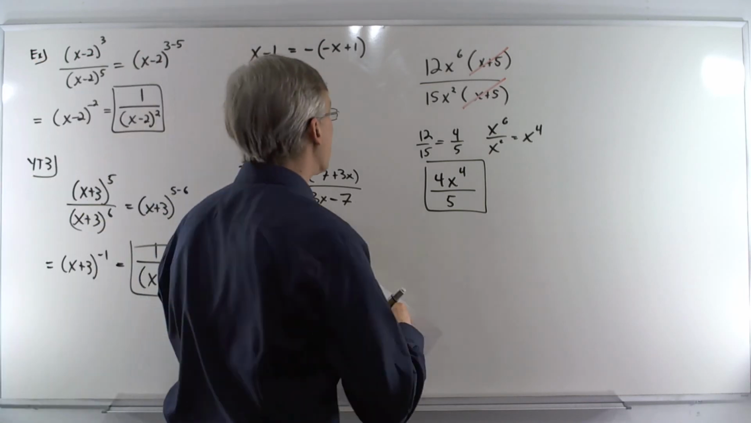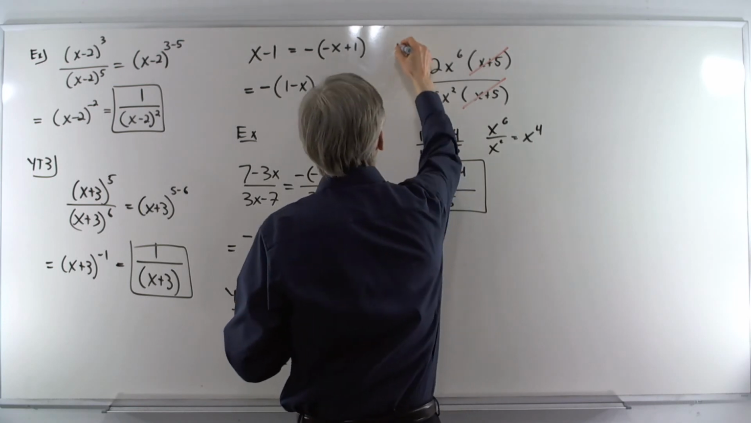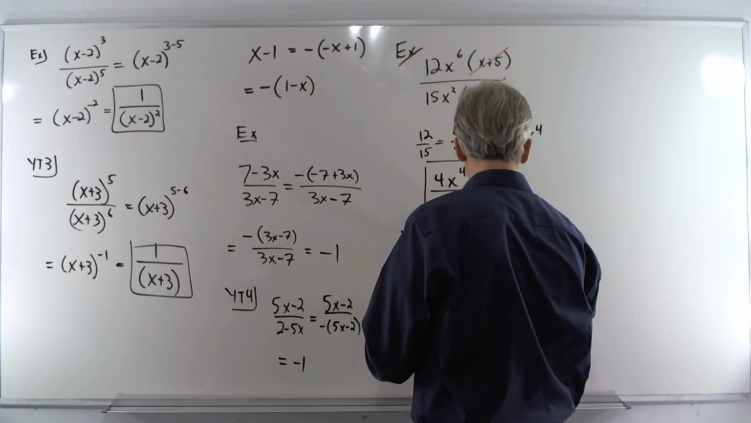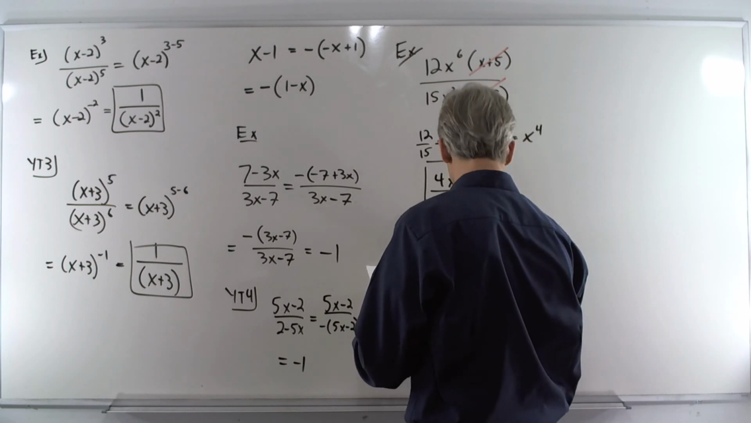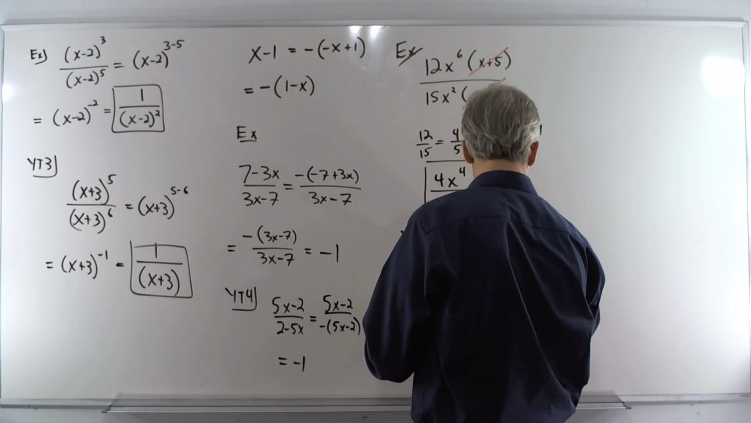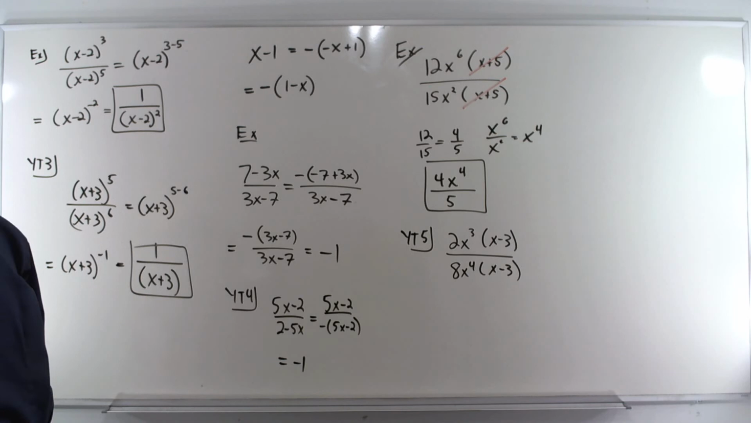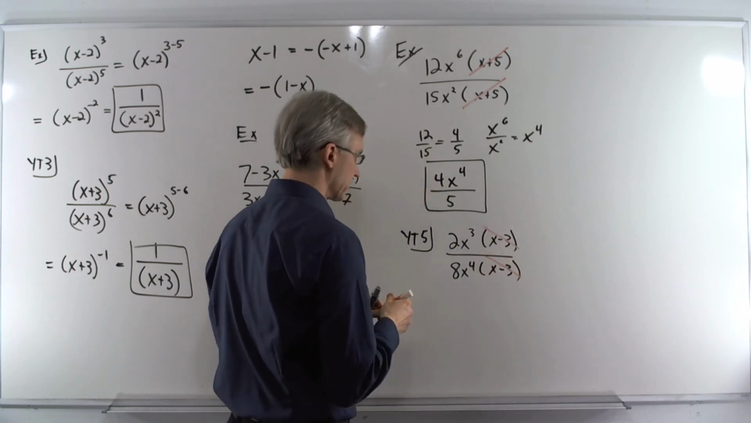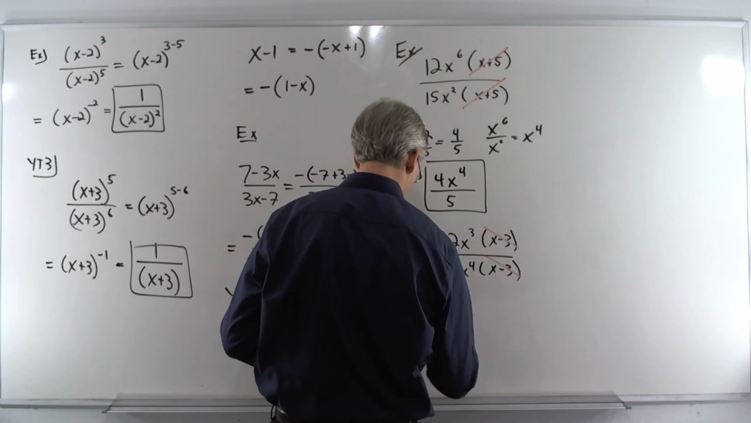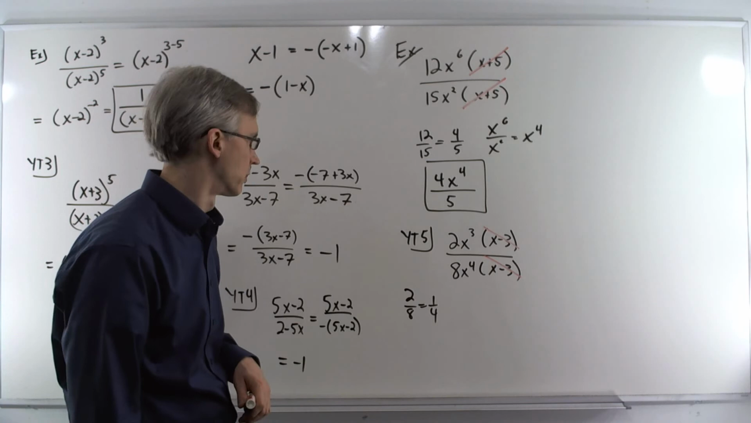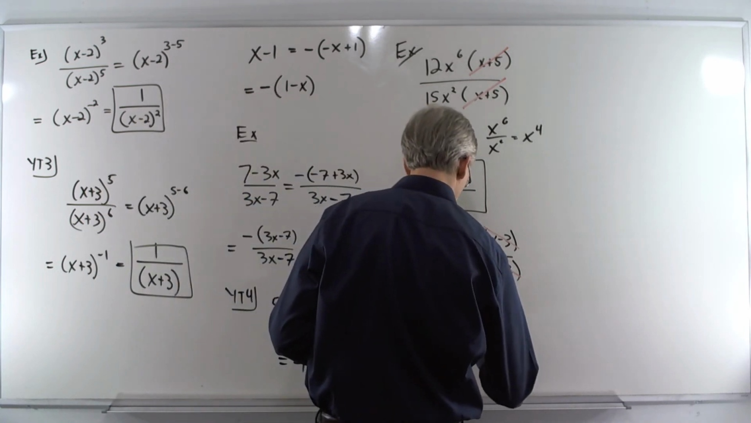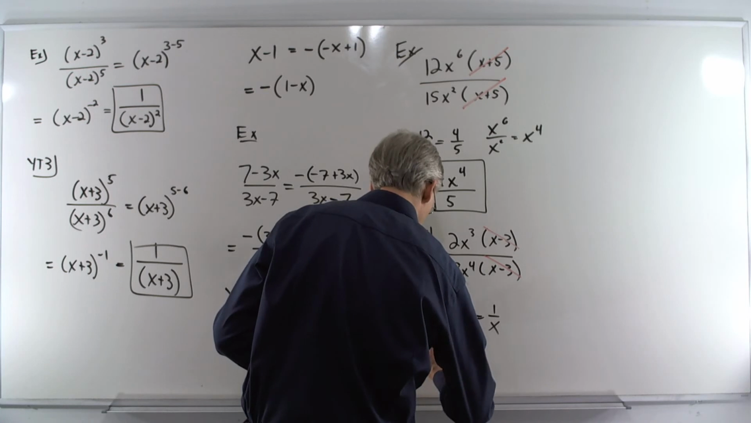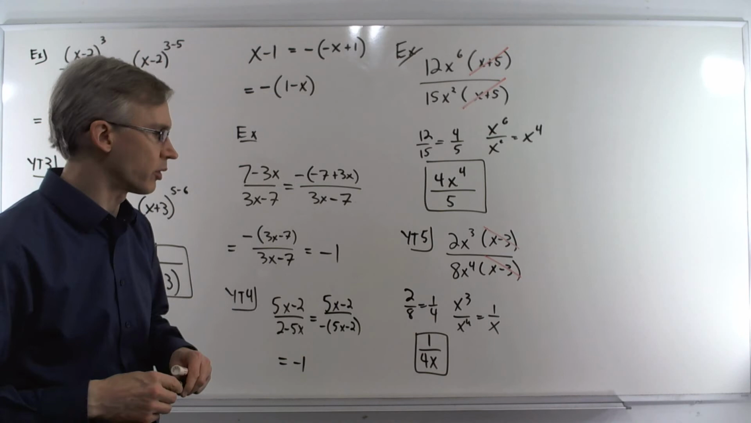Your turn, number 5. Our binomials cancel. Two eighths reduces to 1/4, and x to the 3rd over x to the 4th is 1 over x. Our final answer is 1 over 4x.